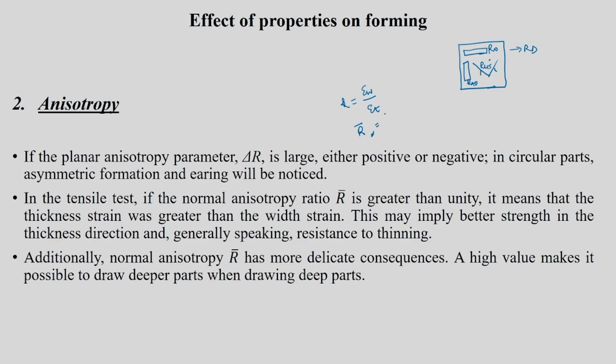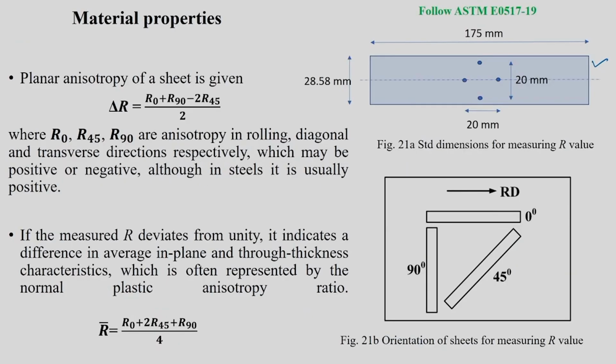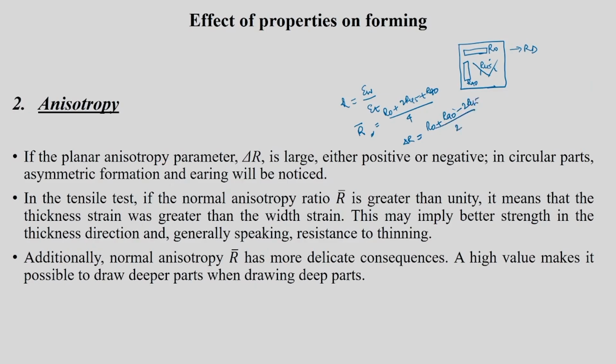R bar is nothing but R0 plus 2R45 plus R90, divided by 4, as we said in yesterday's class. And delta R is R0 plus R90 minus 2R45, divided by 2. This is like an average quantity, and I also told you that this equation can be used only if you have 3 loading directions: 0, 45, and 90. Delta R is how different the average of R0 and R90 is with respect to R45. So R0 plus R90 divided by 2, minus R45. How different is this with respect to R45 in the plane of the sheet? That gives you delta R. This is the average plastic strain ratio, and delta R is your planar anisotropy.